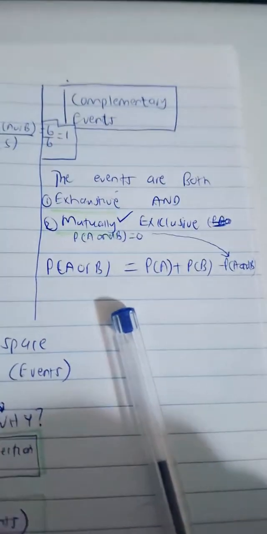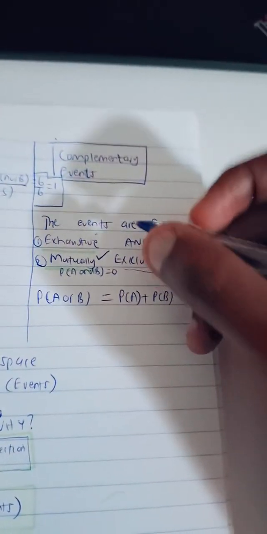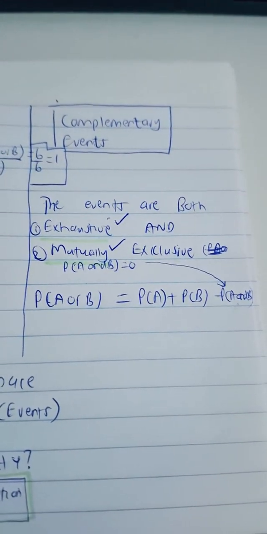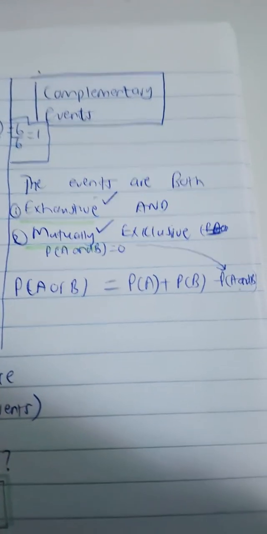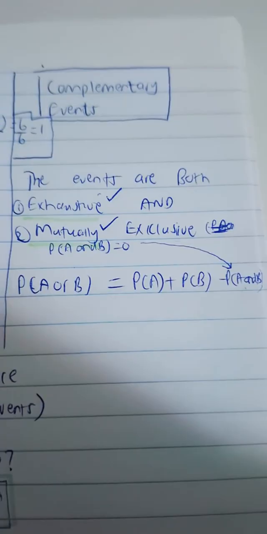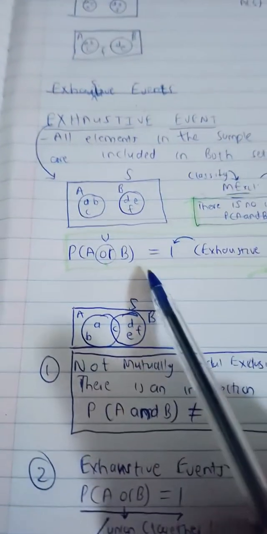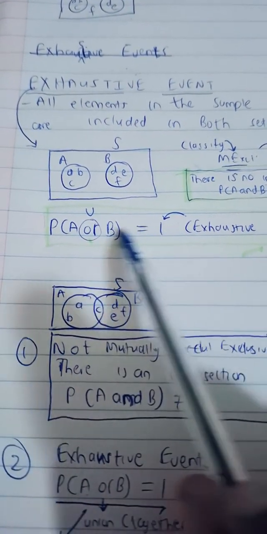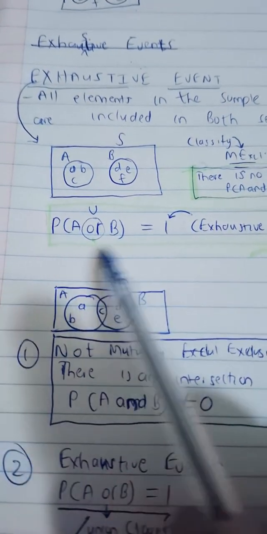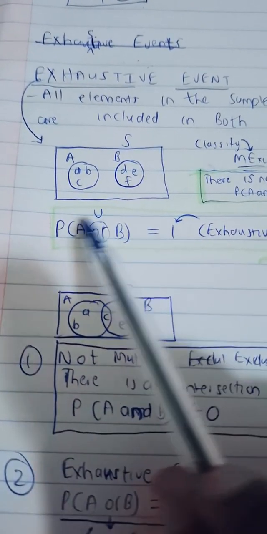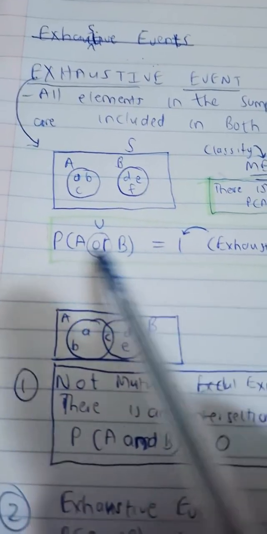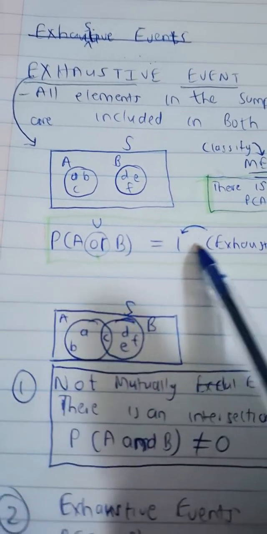What did we say when events are exhaustive? It means what exactly? Do you remember? When the events are exhaustive, let's remember there was a combo deal. Let's not forget this: P(A or B) is equal to 1. If the events are exhaustive, then P(A or B) is equal to 1, right? Let's not forget this, guys.